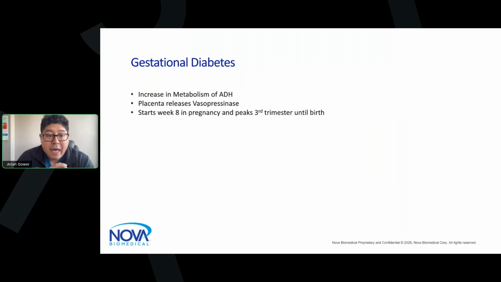Gestational diabetes insipidus is another etiology. In this particular pathology, you have an increase in metabolism of antidiuretic hormone due to placental vasopressinase. This can usually start within week 8 of pregnancy and will peak around the 3rd trimester until birth. In some rare cases, it can continue on after birth for the next few following weeks. Next slide.